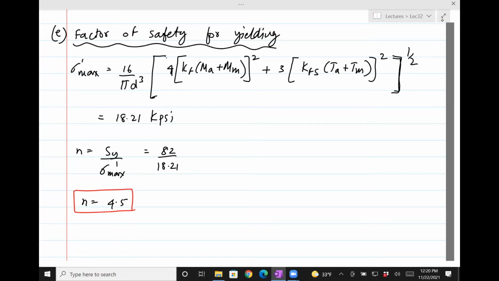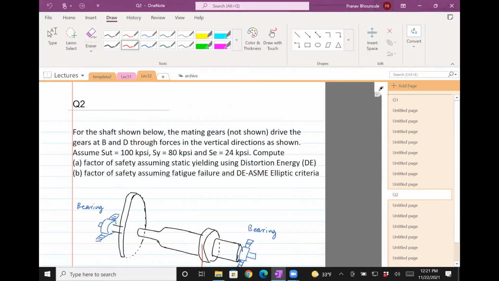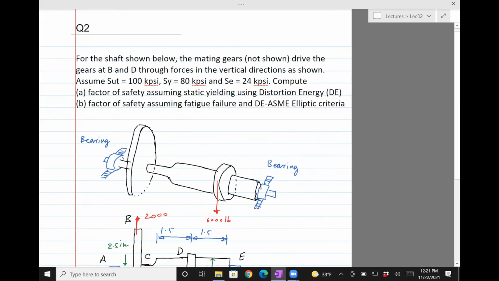Okay, the last question, and that will pretty much end everything we need to cover, and then I'll do the review next class onwards. So this is the last question, and I couldn't find a good drawing for this, so I hand drew this. What I'm missing here is there's a force in the upward direction, 2000 lb. For the shaft shown below, the mating gears not shown. By mating gears means these are gears, and then there's another gear mating with that gear. Drive the gears B and D. So this is B, and this is D.